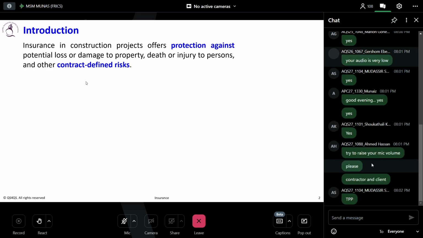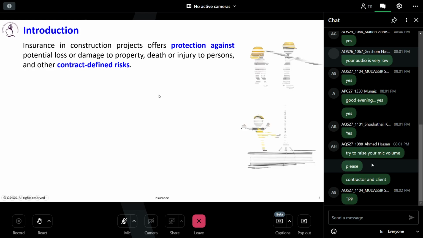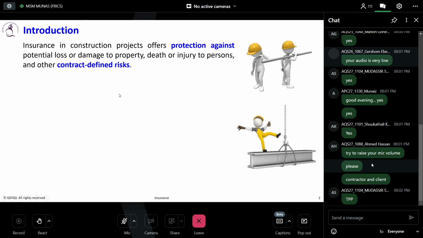So basically, what does an insurance company do? Okay, they share the risk. So therefore, in simple terms, it is all about in construction we have plenty of risk. There may be a loss or damage to the property, or sometimes death or injury to a person, or maybe a design risk. So those risks should be covered by adequate insurance.